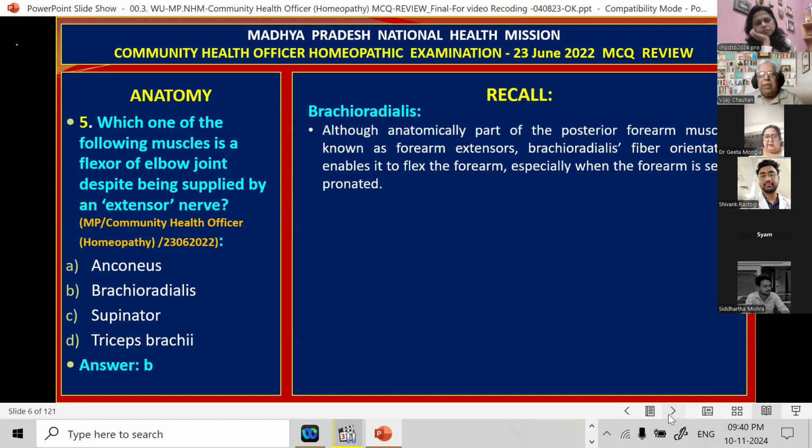Although anatomically part of the posterior forearm muscles known as forearm extensors, the brachioradialis fiber orientation enables it to flex the forearm. Though it is present in the extensor compartment, the direction of its fibers is such that it helps in flexion of the forearm, especially when the forearm is semi-pronated. It is not totally pronated, it is semi-pronated.